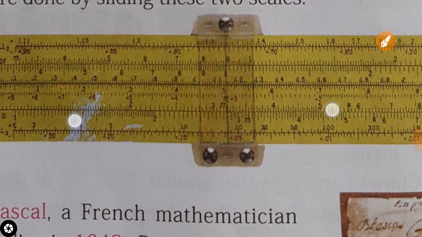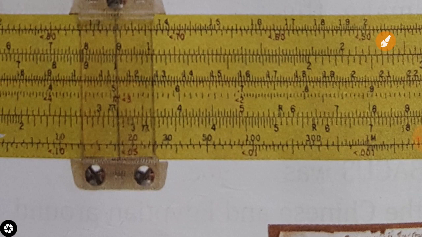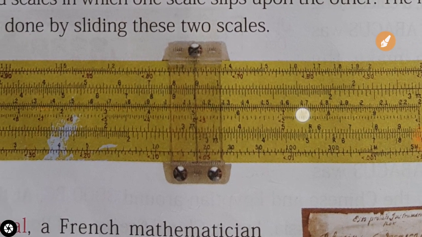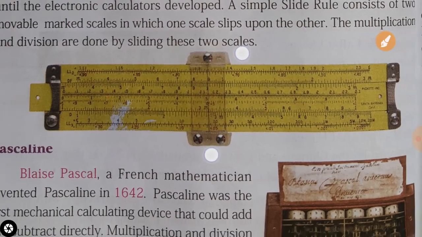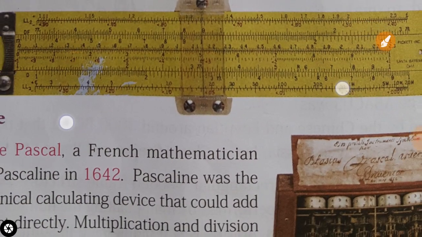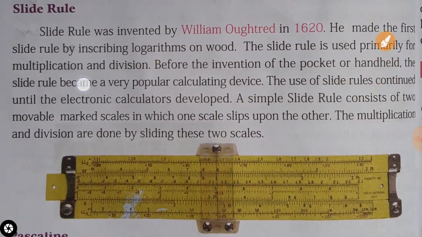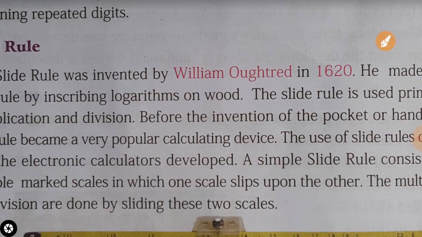Like here we have a scale, and here the units are given. 1, 2, 3, 4, 5 are given here, and this one moves backward and front, and people find out the measurement. Okay, that is called the slide rule, and it was invented by William Oughtred in 1620.